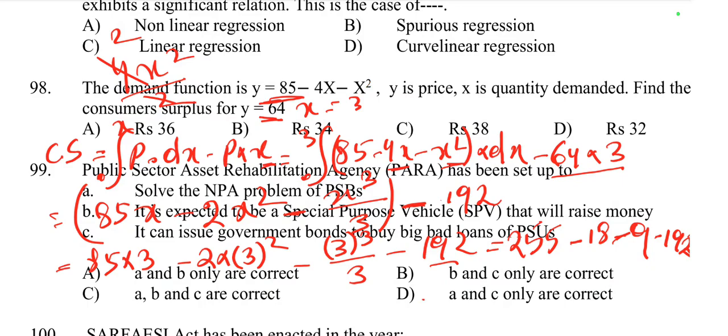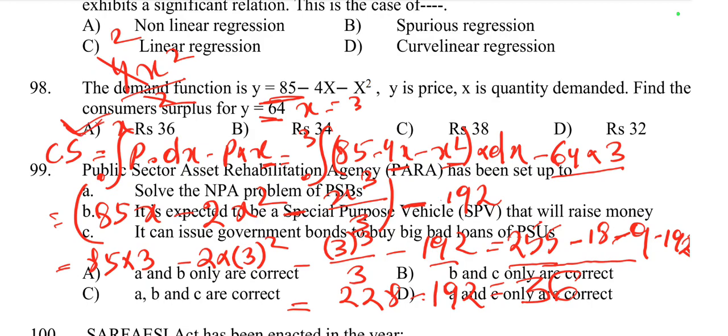So the final answer is 255 minus 18 minus 9. It is 228 minus 192. 228 minus 192 is equal to 36. So the consumer surplus is 36, option number A. So here the right option is 36, option A.